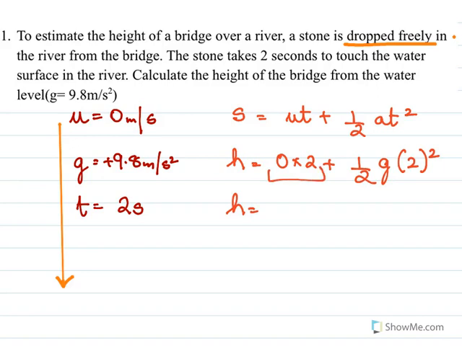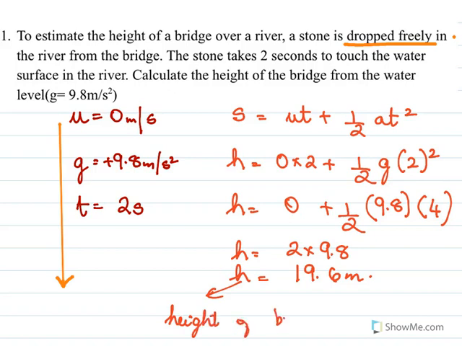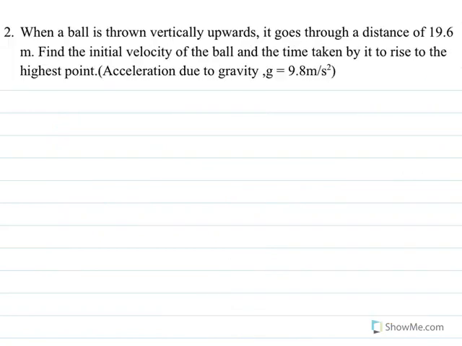So H equal to 0 into 2 is 0, plus half. Now we know the G is positive 9.8, and this is 2 square, which is 4. So H equal to 2 into 9.8. So the height H is 19.6 meter. So this height will give us how high the bridge is from the water, the height of the bridge. So height of bridge equal to 19.6 meter.